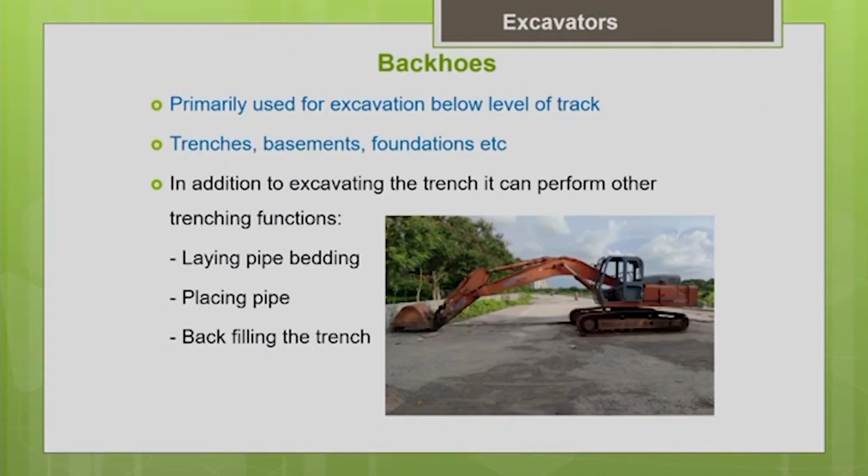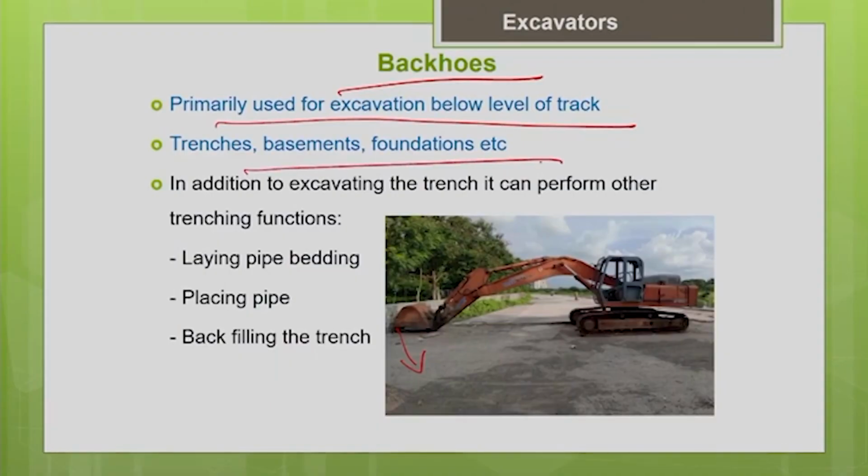So now let us discuss the backhoes. You can see that the basic parts and the operation are similar for both the machines, but the only thing to be noted is the digging motion of the bucket is in a downward direction. So it is preferred for deep digging below the ground level. This machine is used for digging below the ground level, mainly for excavation below the level of the track. Commonly you can see its application in trenching operations, and for excavation of basements and foundations, it is very commonly used.